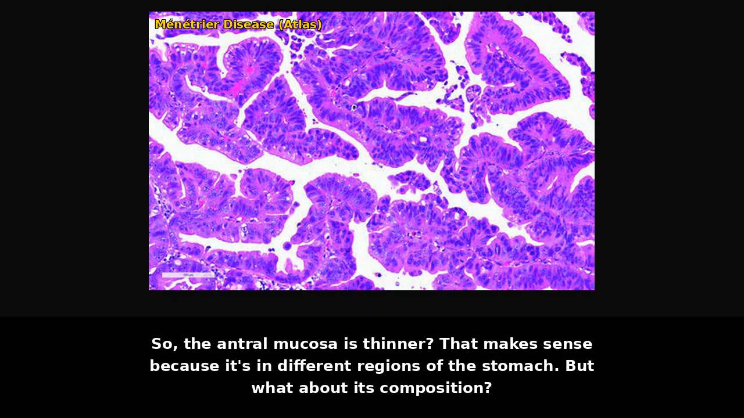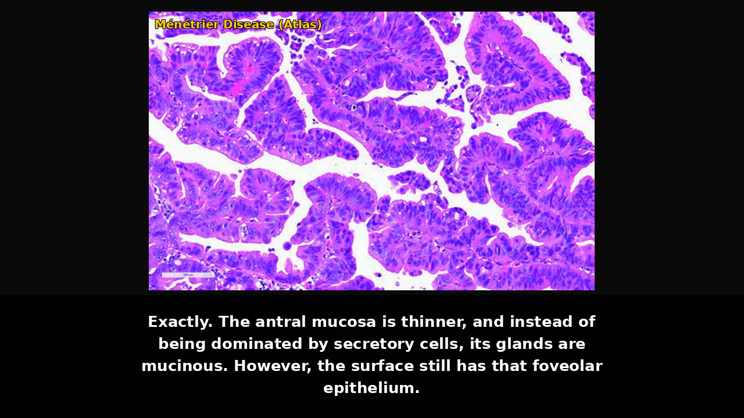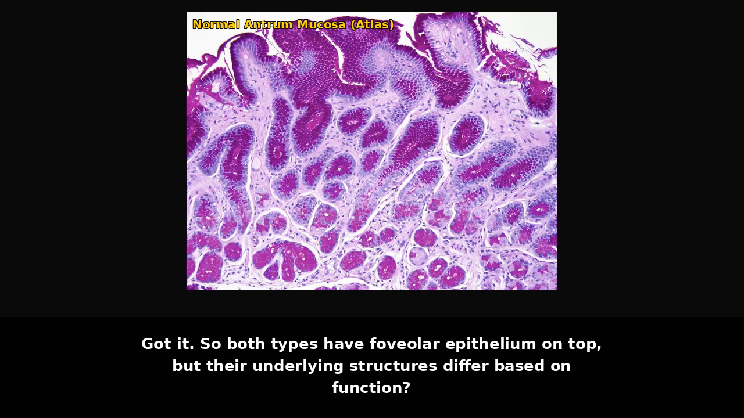So the antral mucosa is thinner? That makes sense because it's in different regions of the stomach. But what about its composition? Exactly. The antral mucosa is thinner, and instead of being dominated by secretory cells, its glands are mucinous. However, the surface still has that foveolar epithelium. Got it. So both types have foveolar epithelium on top, but their underlying structures differ based on function.